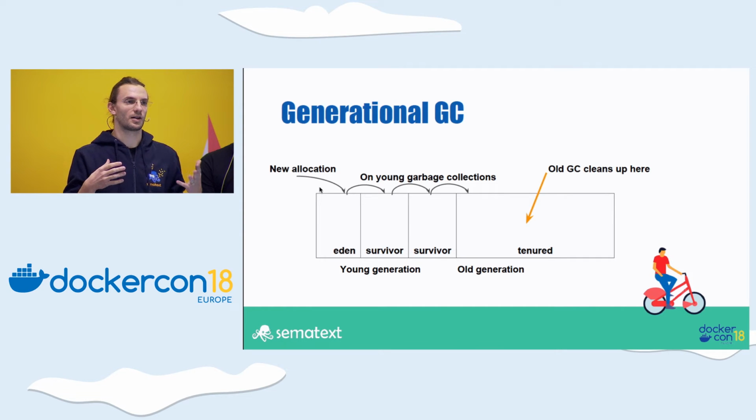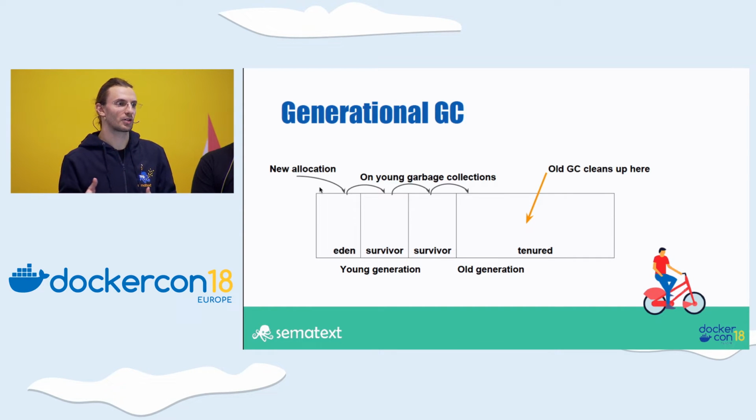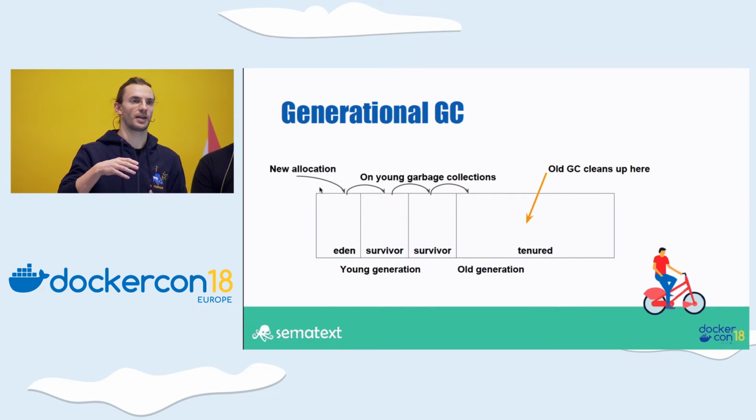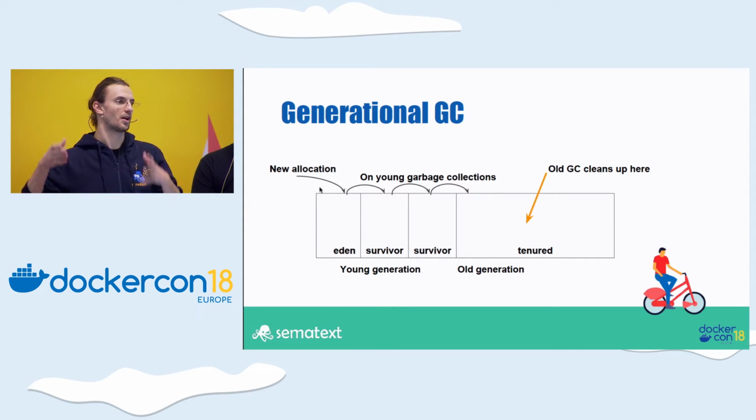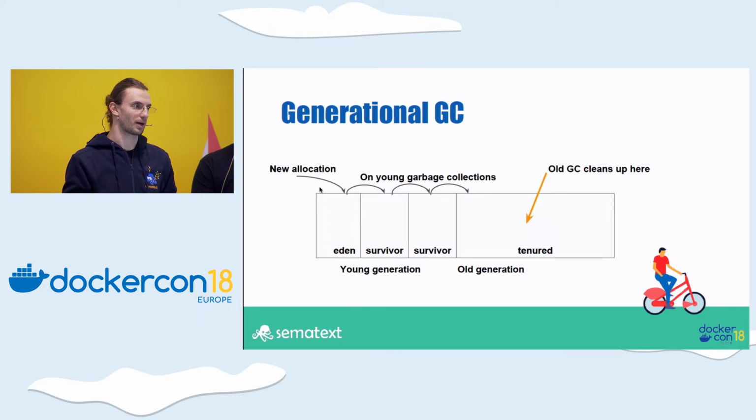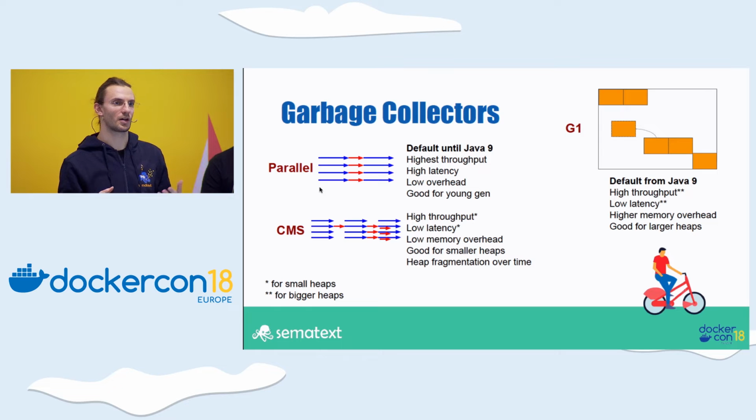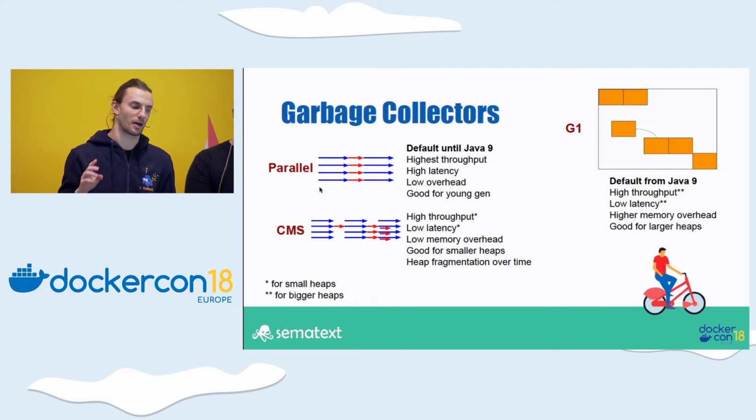Now, let's talk a bit more about GC, and just to be on the same page here, Java heap is typically generational, so newly allocated objects go to Eden, and then if they're still needed, they would go through survivor spaces and eventually to the tenured generation, where they get collected by the old generation garbage collector. Now, for garbage collectors, you have 3 main options, and they work well for different use cases.